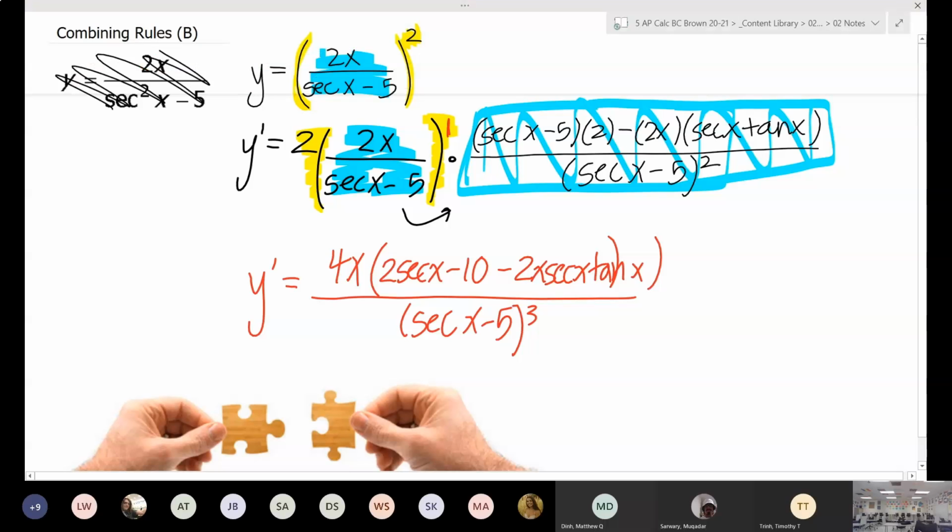So not a simplified answer, but we can see that we have 2 rules happening at a time here. We have the chain rule on the outside happening with the quotient rule when we do the derivative of the inside. Questions or concerns about that one?